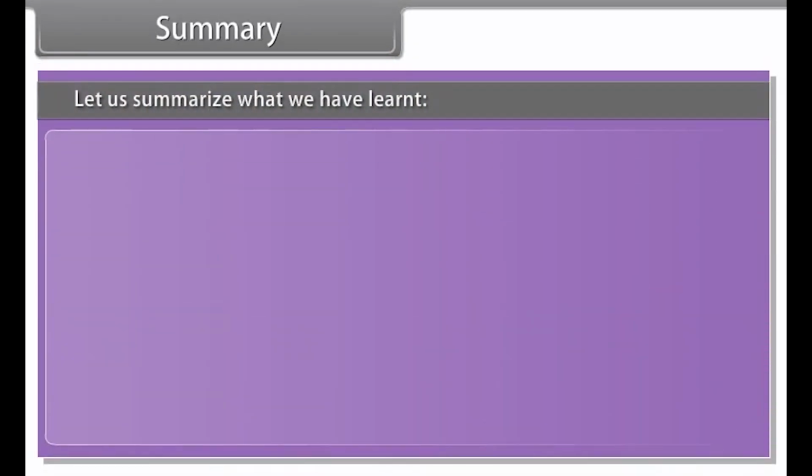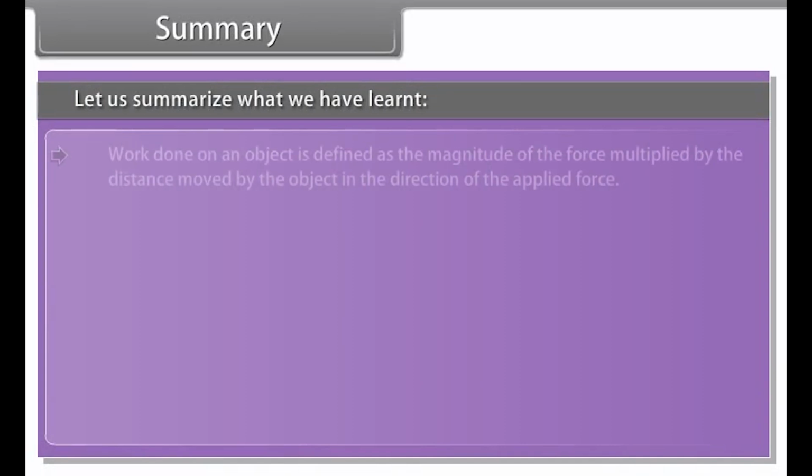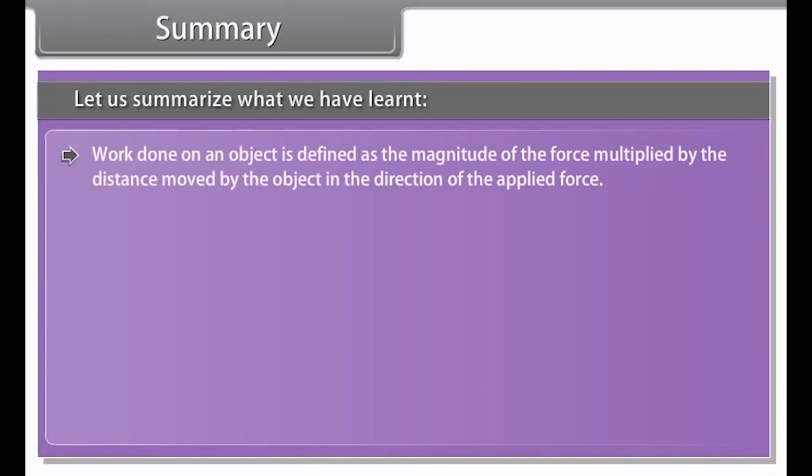Summary. Let us summarize what we have learned. Work done on an object is defined as the magnitude of the force multiplied by the distance moved by the object in the direction of the applied force. The unit of work is joule. 1 joule is equal to 1 Newton into 1 meter.